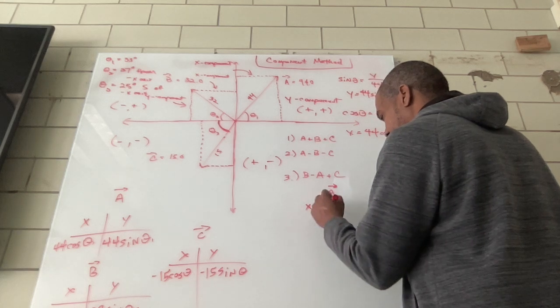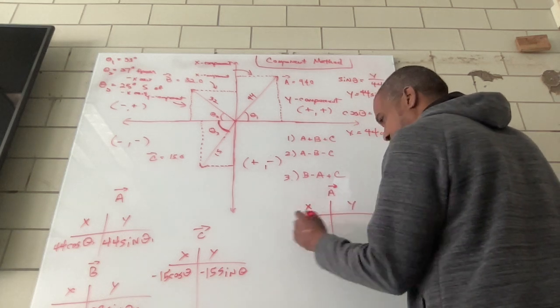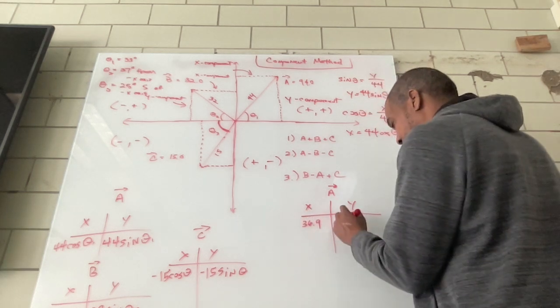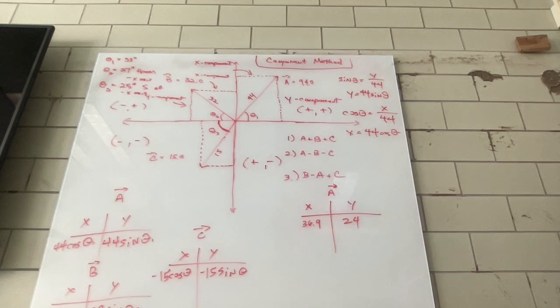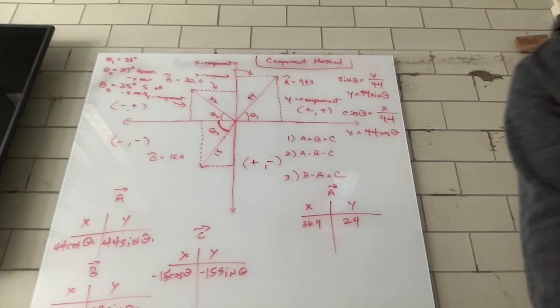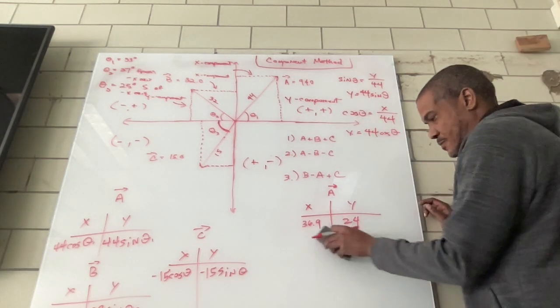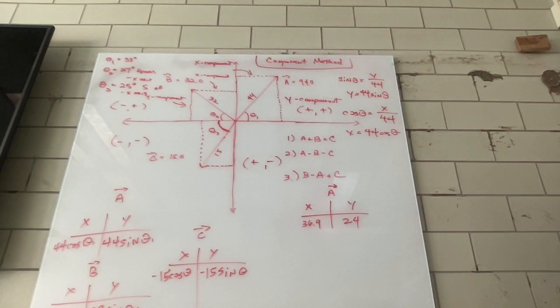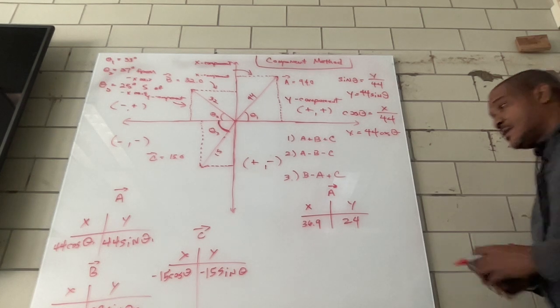So we got X, Y, and you said you got what? 36.9 and 24. Everybody else got that? Anybody got something different? Did anybody get something? Got the same thing.